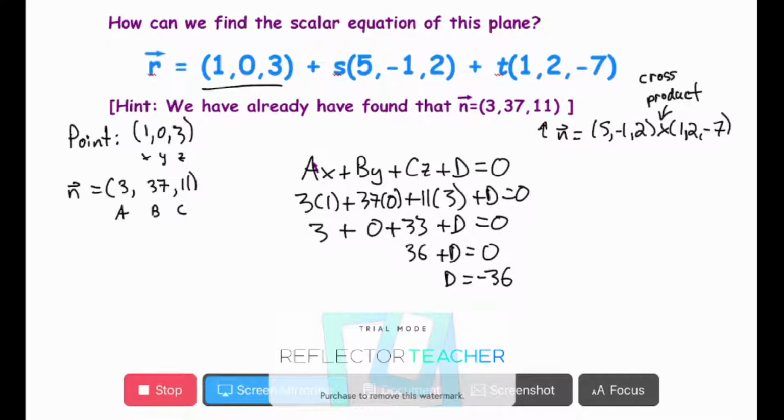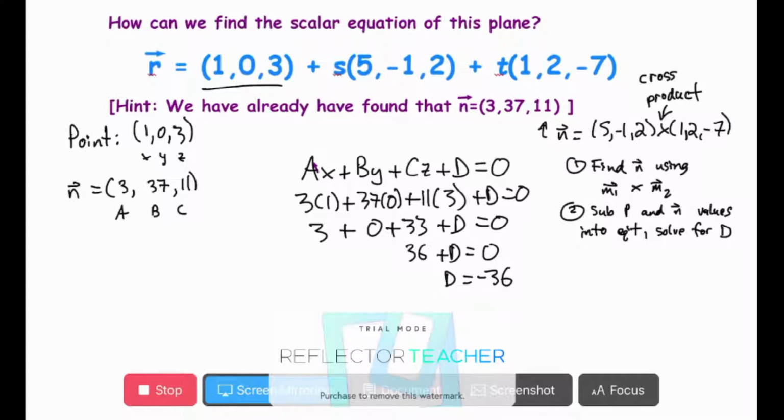So let's write out our steps. What did we just do? We didn't actually do this first part, but that's what we would do if we hadn't solved this previously, and that's find our n vector using m1 cross m2, sub our known point p and n values into the equation to solve for d, and then state our equation or define our plane.